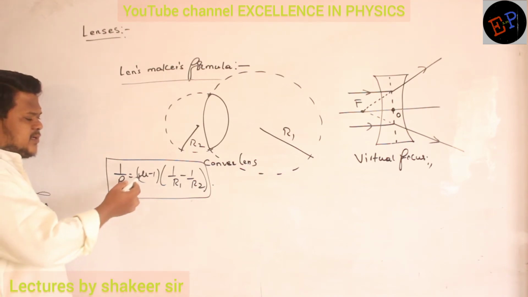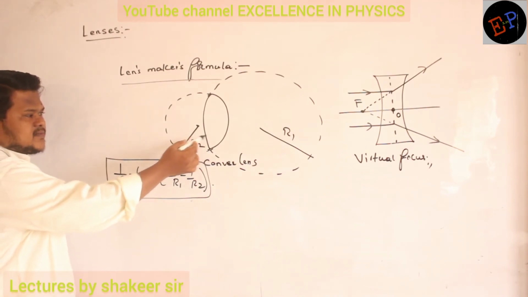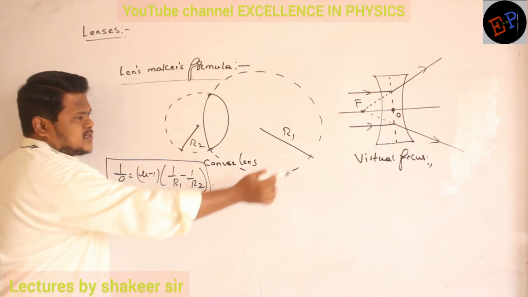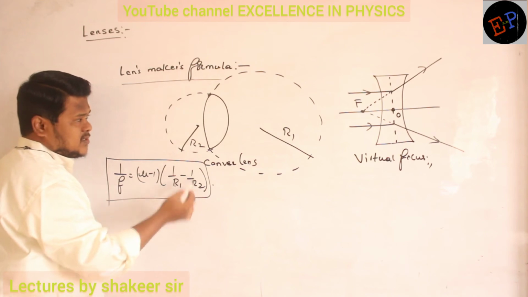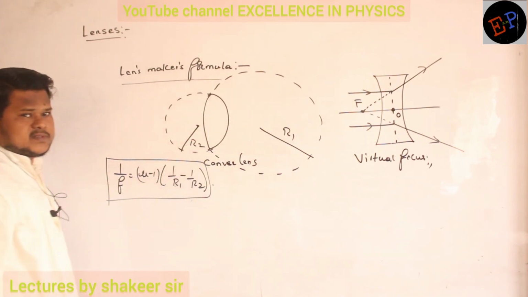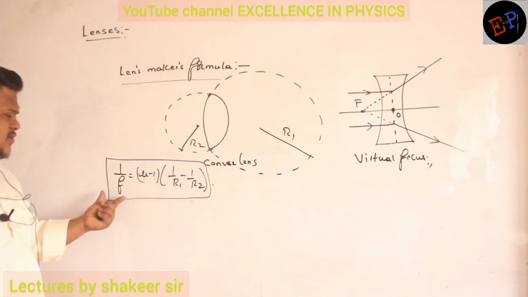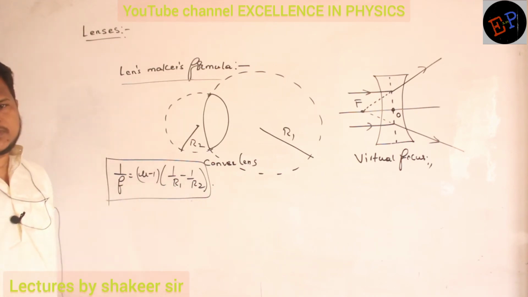So what is meant by mu here? Mu is the refractive index of this glass. R1 is the radius of curvature of the first surface. R2 is the radius of curvature of the second surface. So if you change R1 and R2 values, focal length also will change, no? So this is the formula used by them.